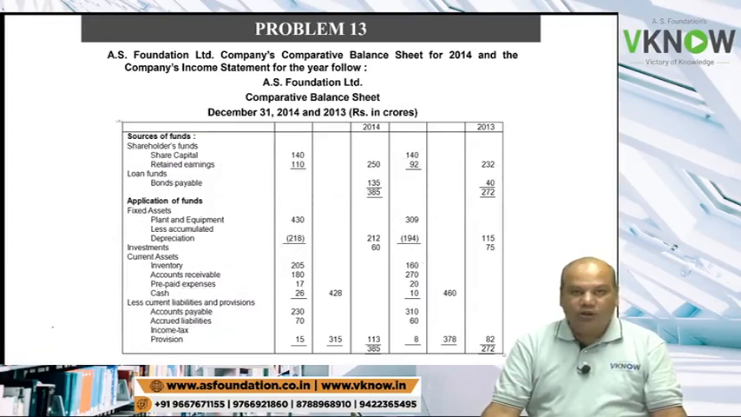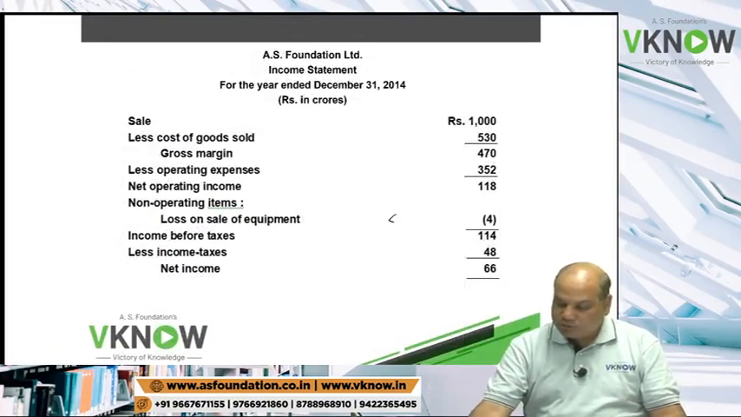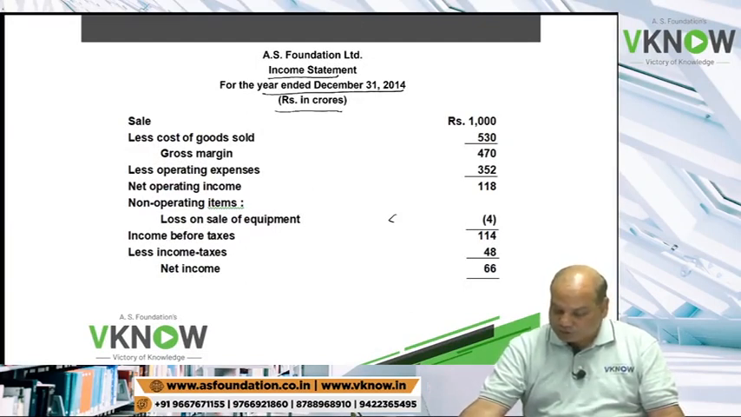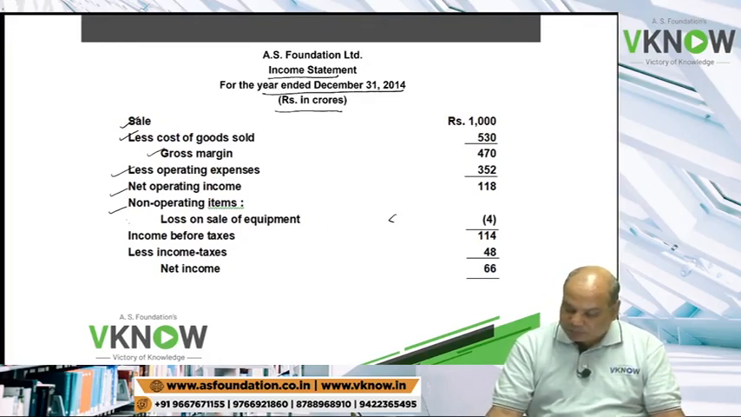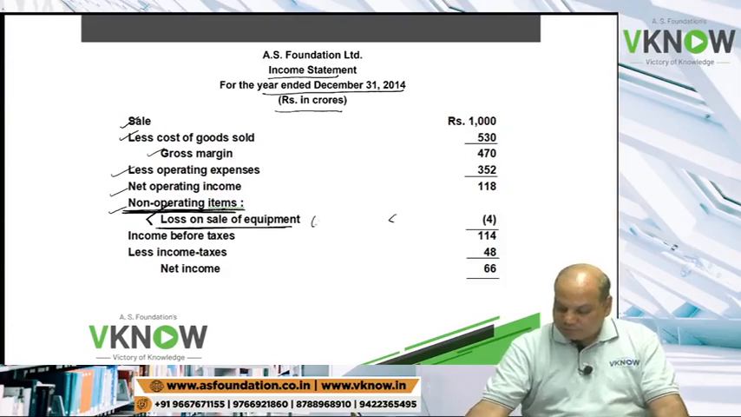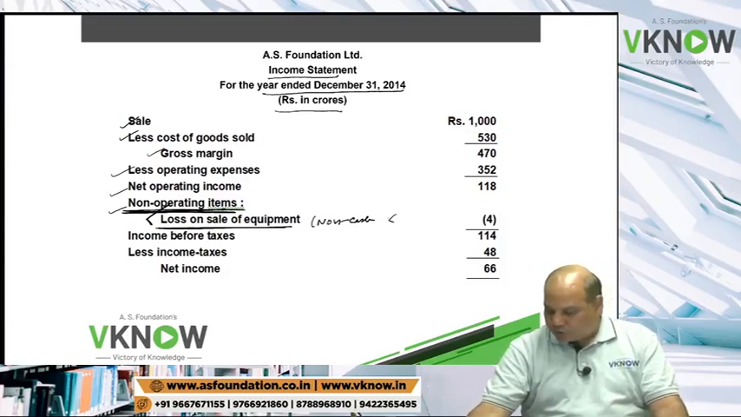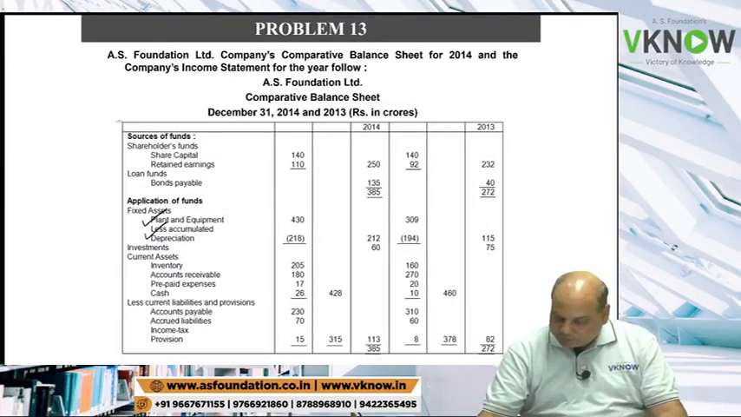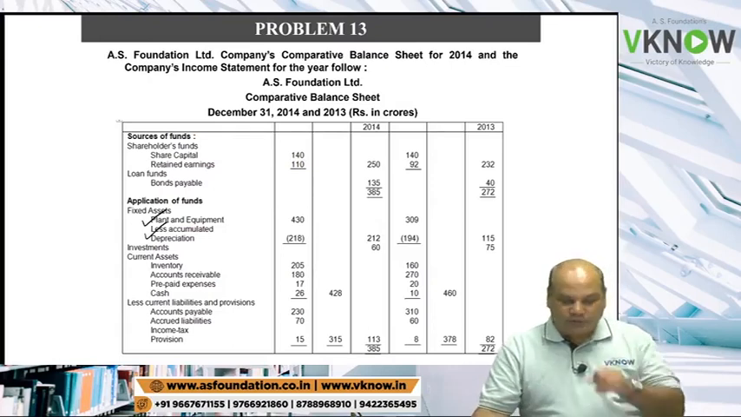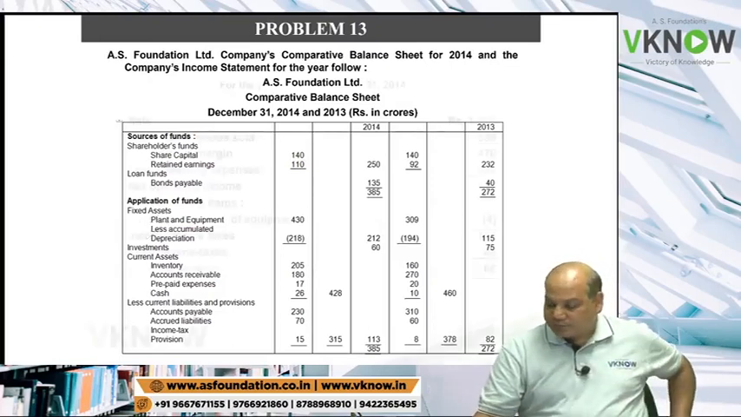If you don't have a query on the balance sheet, come to the income statement for the year ended 31st March 14, figures in crores of rupees. Sales, cost of goods sold, gross profit, operating expense, net operating income, non-operating item. Tick mark, loss on sale of equipment. This is a non-cash item. And you also tick mark plant and machinery and accumulated depreciation in the balance sheet. There is some adjustment in that.